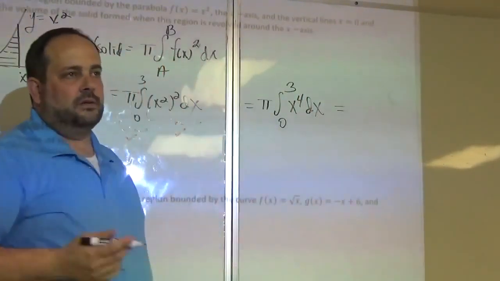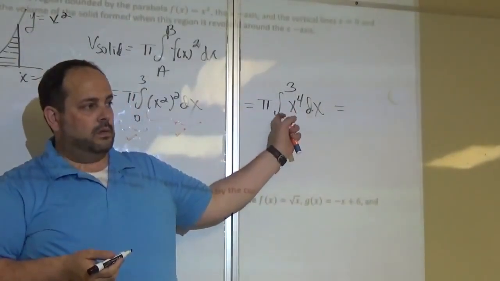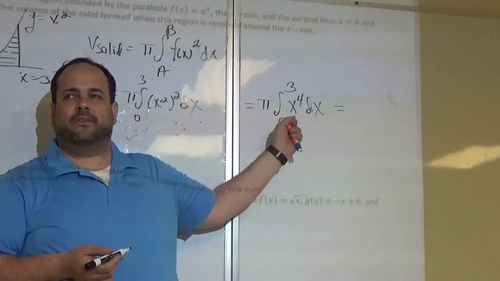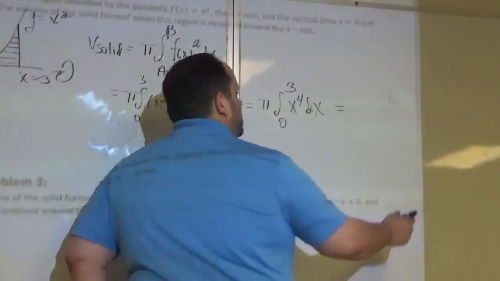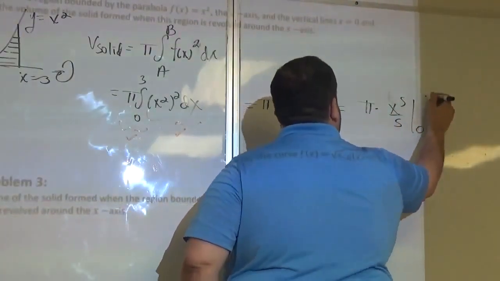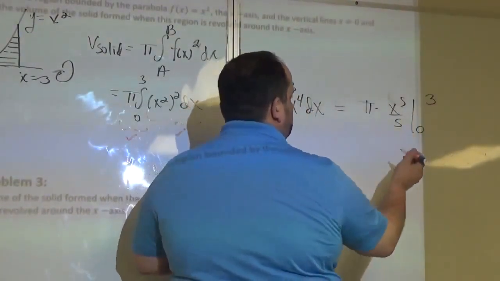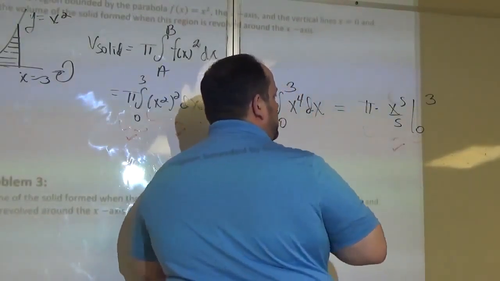No point for that. Your next move: what's the antiderivative of x to the 4th? 1 over 5 x. Antiderivative of x to the 4th. It's been a while. 1 over 5. Add 1, divide by the new power. So pi x to the 5th over 5. I want to see that vertical bar. I want to see integrating from 0 to 3. That probably gets you another point.